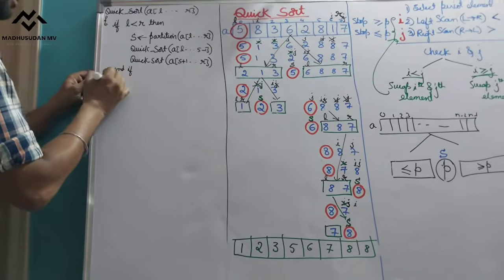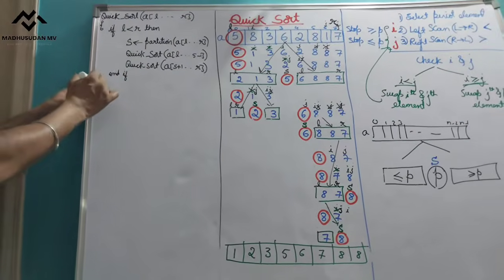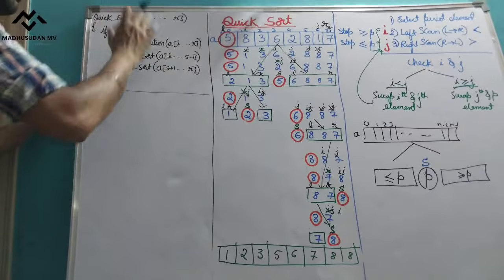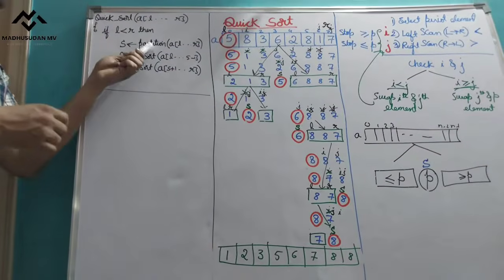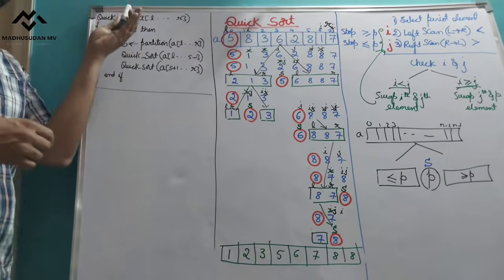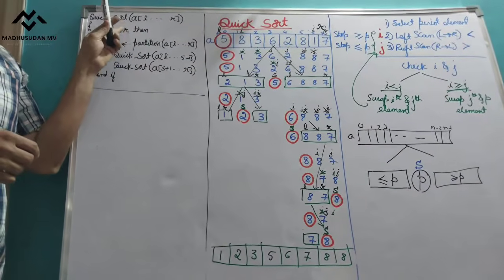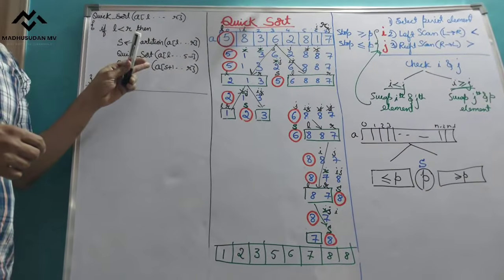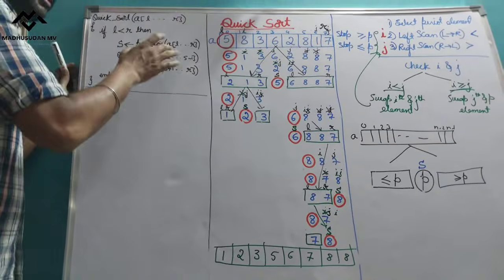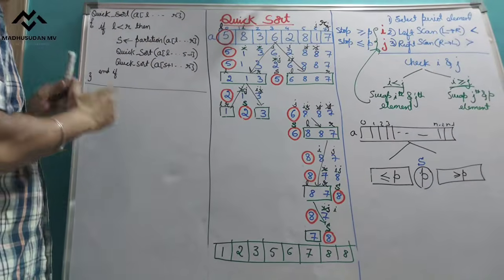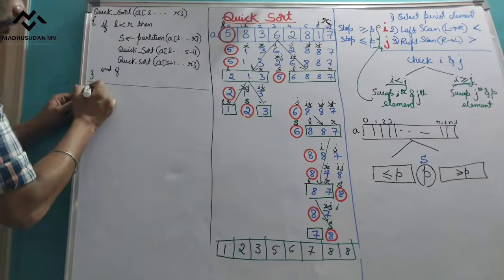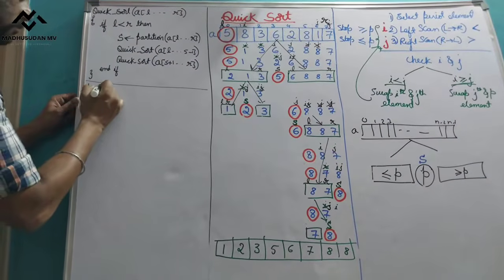Now this is the algorithm only, and it is calling one more algorithm, partition. So it will decide when to partition and when not. If L is less than R, that means if there is more than one element, then only it is partitioning. Otherwise not. But how to do partition? For that we need to write one more algorithm. So for partition, now I'll write the algorithm.